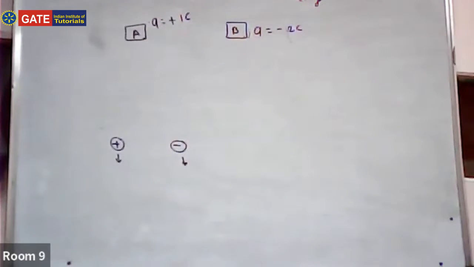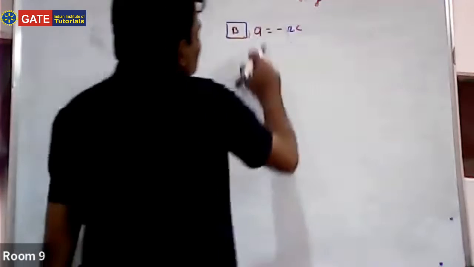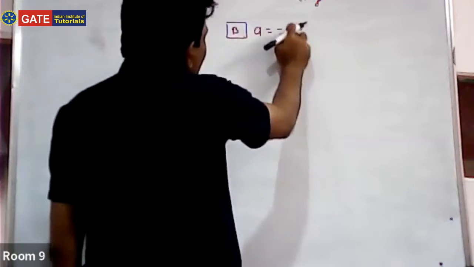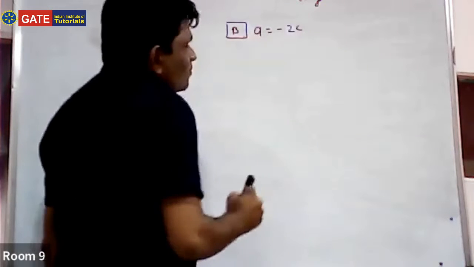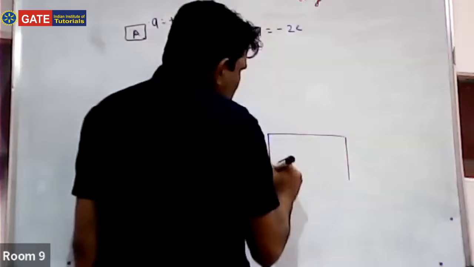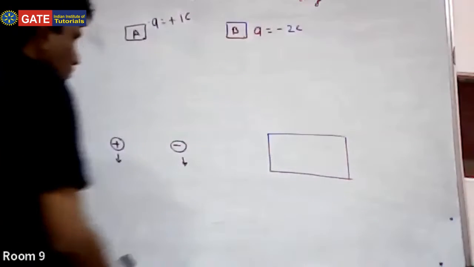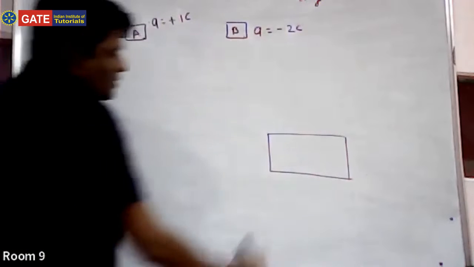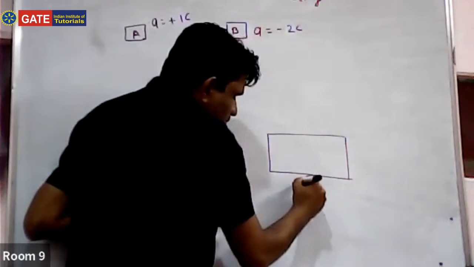Okay. So see here how a positively charged object and a negatively charged object are created. So this is your object. Suppose this is your iron piece. This is a small piece of iron, suppose.